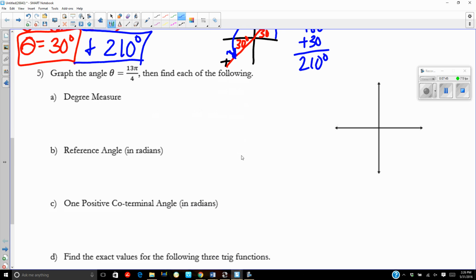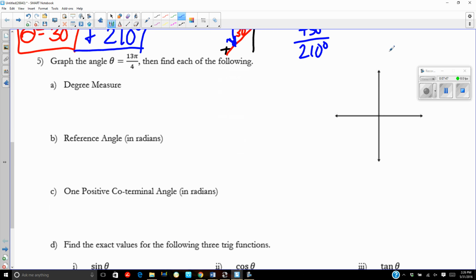Number 5, you're graphing angle theta, 13 pi over 4. So let's convert this to degrees first. To convert to degrees, you're going to multiply by 180 over pi. You're not given that on the test. That's something you've got to know. I cannot tell you how to do that come test day.